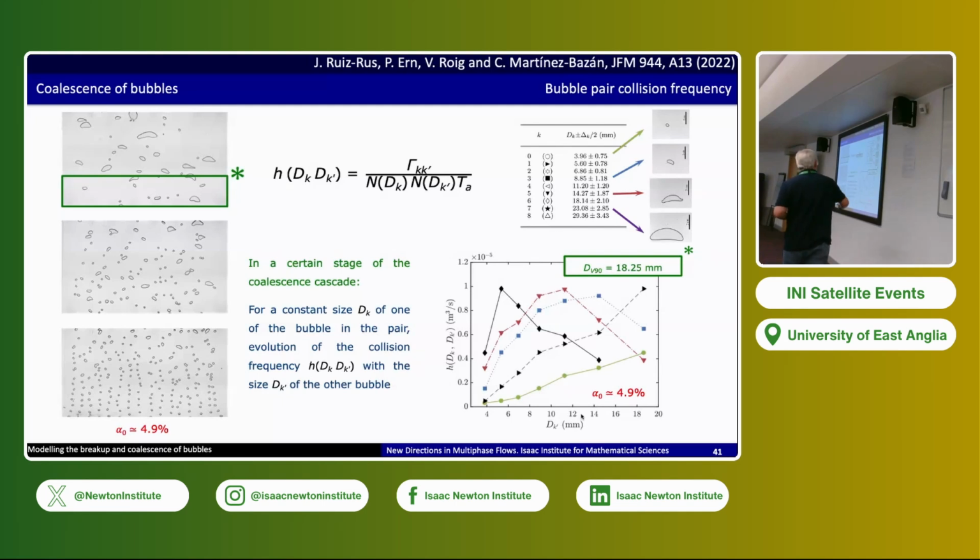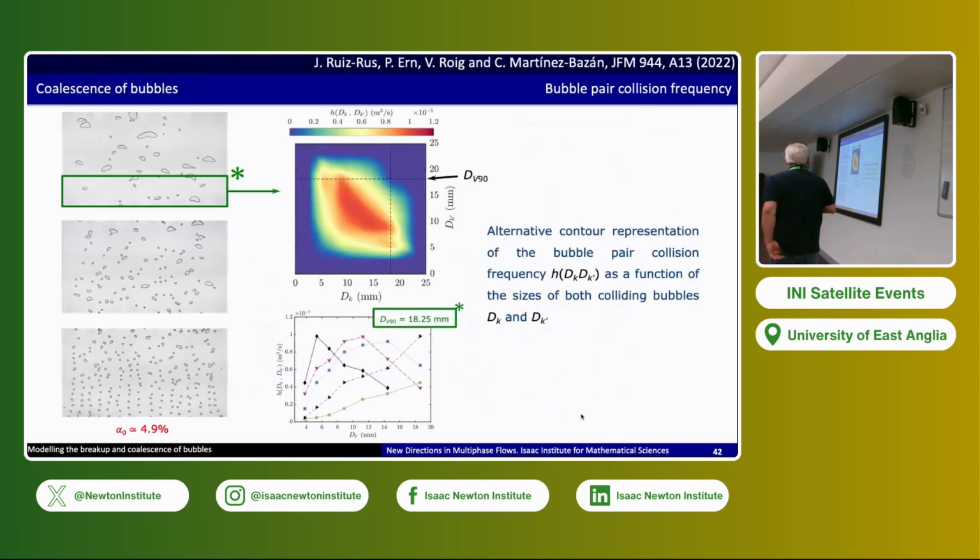So depending on the size of the bubble that we are considering, we have this increase of the coalescence frequency with the size of the other bubbles, or this other behavior where the frequency increases and then decreases. The same result can be shown in this plot, where we have the size of one of the bubbles, the size of the other bubble, and this color map is giving us the frequency of the collision.